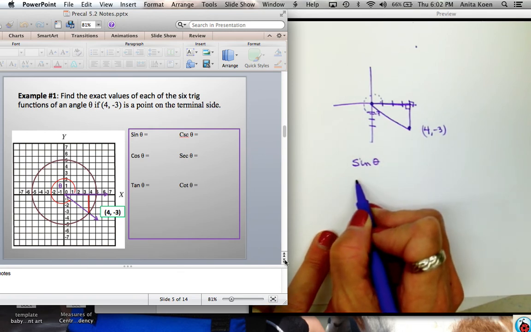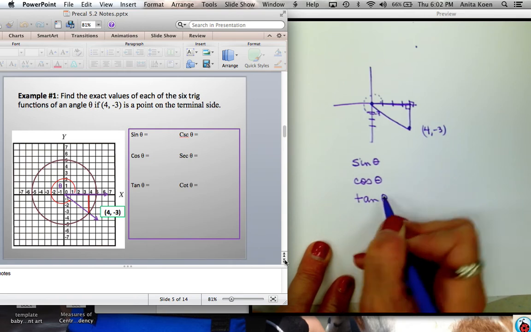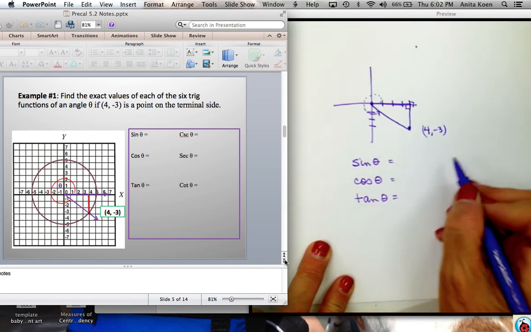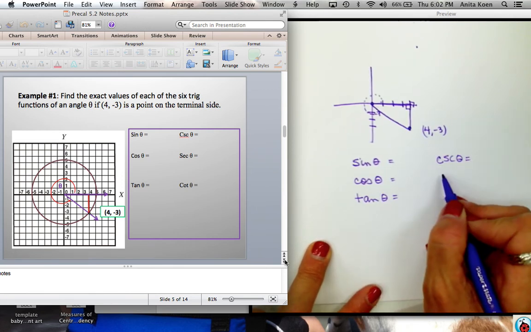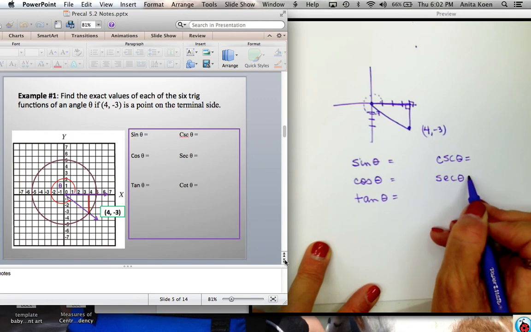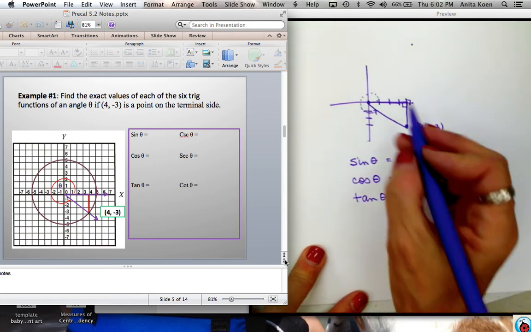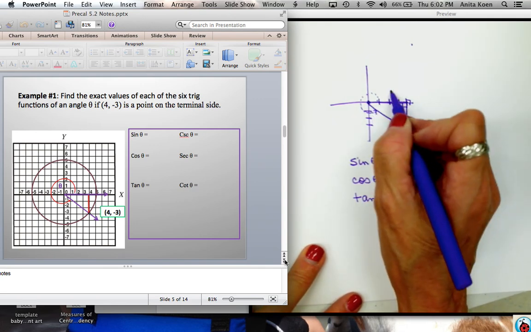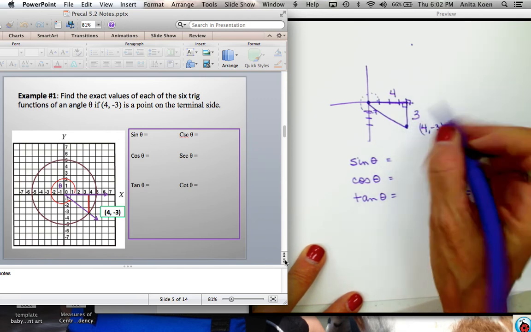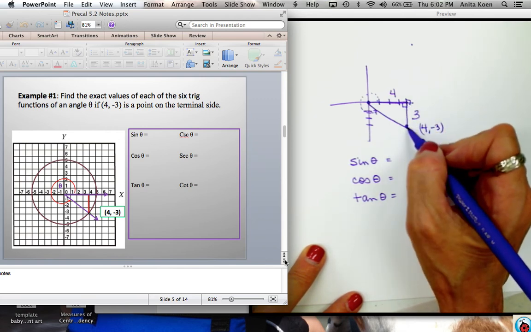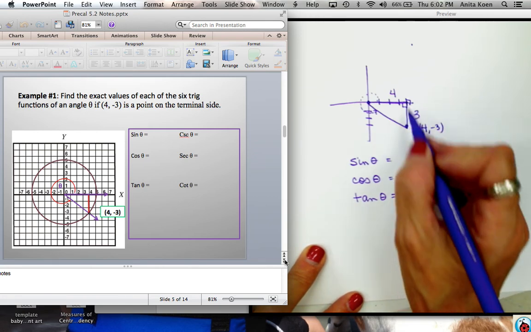Okay, so we are going to find the 6 trig functions of this angle theta. So sine, cosine, and tangent. And then we're going to find the cosecant, the secant, and the cotangent. So the first thing that we're going to do is realize that the distance from here to here is 4 units, and the distance from here to here is 3 units. And because we're going down, you can think of that as going in the negative direction, which is -3.